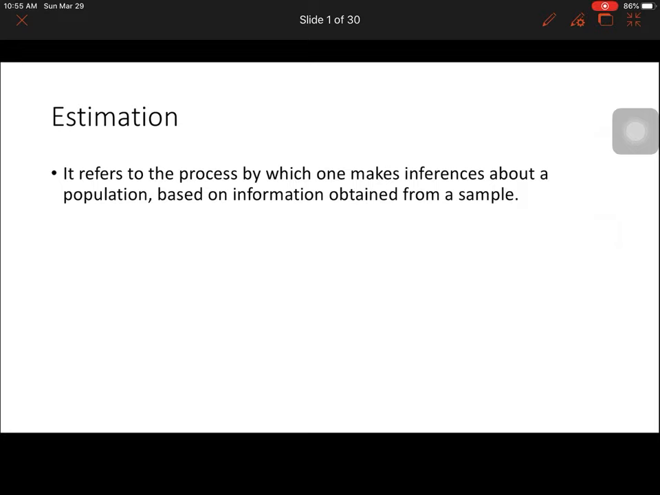Hey, good morning. The topics that will be discussed today are estimation and sampling techniques.